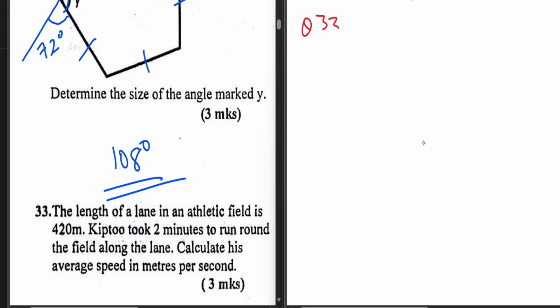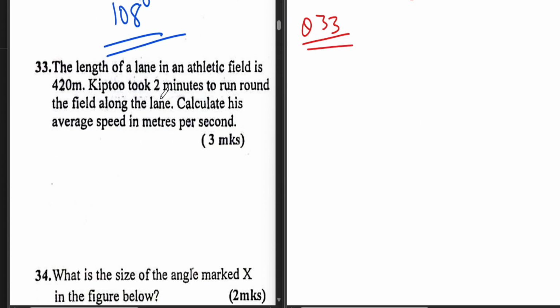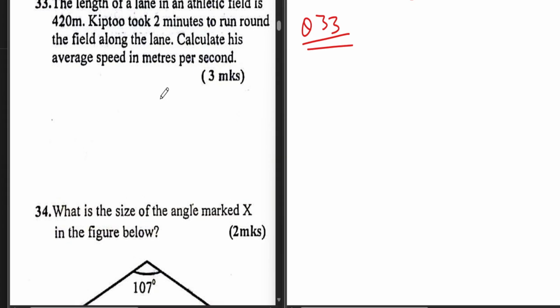Question 33. The length of a lane in an athletic field is 420 meters.